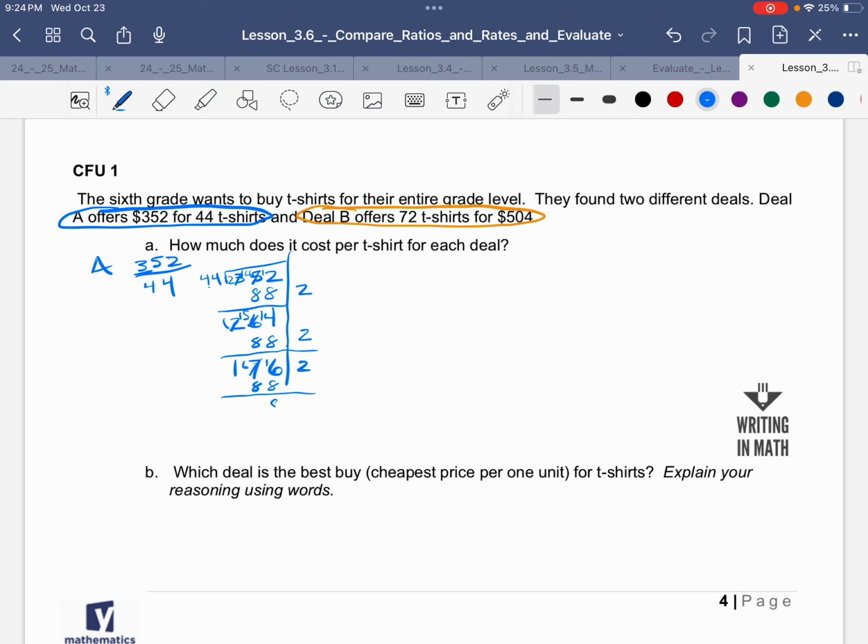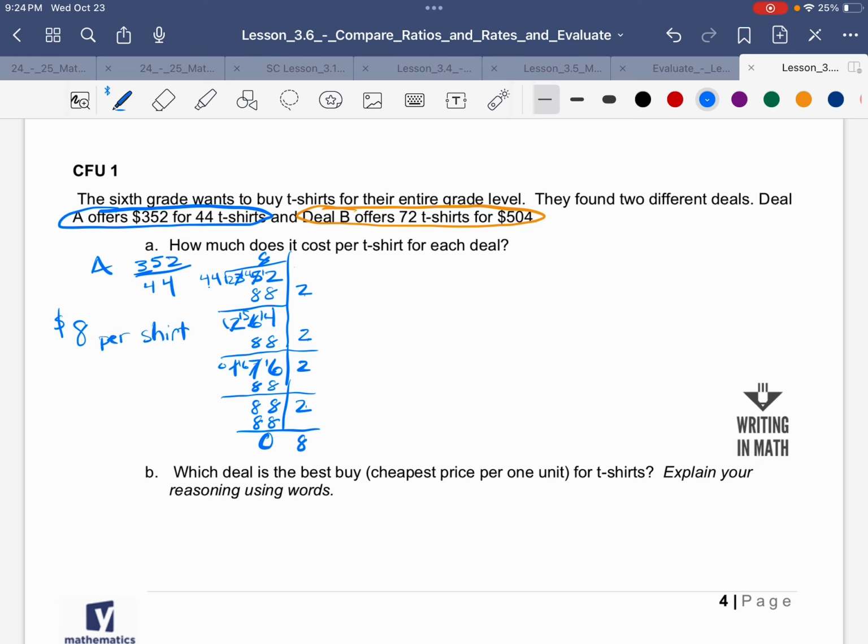16, that'll be 8. That'll be 8. Oh, look. And then we got 2 more. That'll be 88. And now we're to 0. So now we can count these up. 2, 4, 6, 8. So this is $8 per shirt.